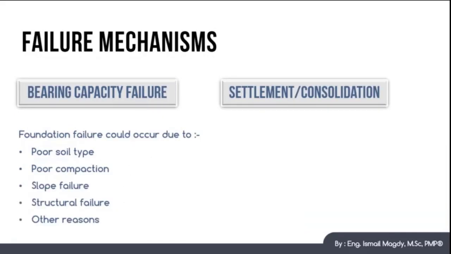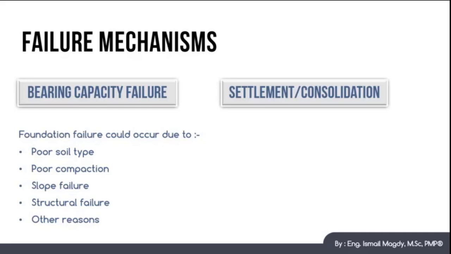In order to properly design a foundation system, it is important to understand the failure mechanism of any foundation. There are two main failure mechanisms for any foundation. First one is bearing capacity failure, and it occurs when the stresses on the soil exceed the allowable bearing capacity.